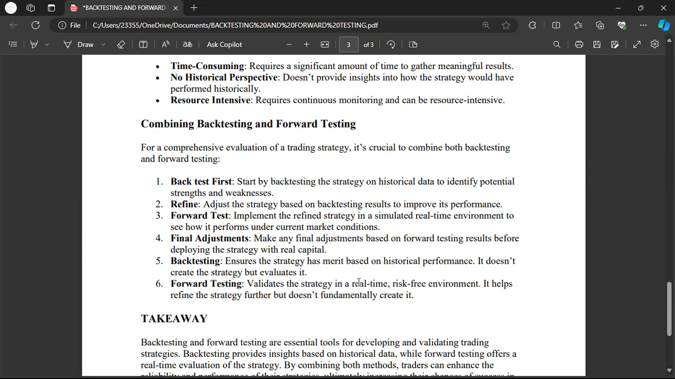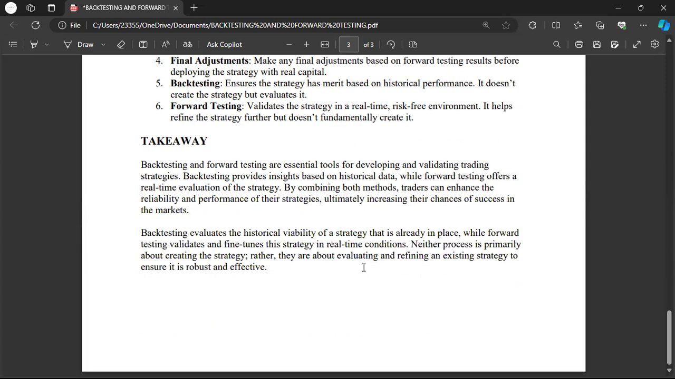So if you are watching only this video, you are not going to be able to create a strategy here, unless you watch the video on how to create a simple trading strategy. Then you can do your backtesting and forward testing. You understand? So that is it. Now, let me give you some takeaways. At least if you are not able to remember anything, these points should be at the back of your mind.